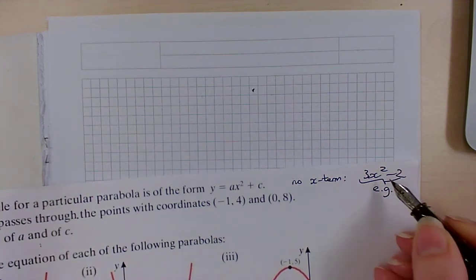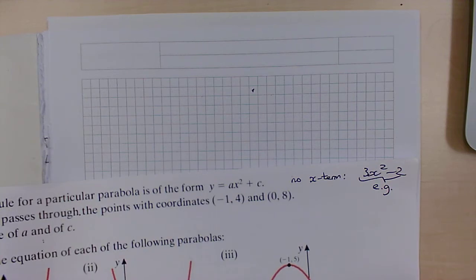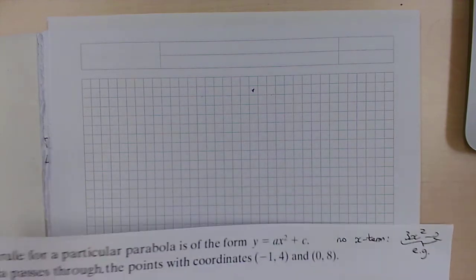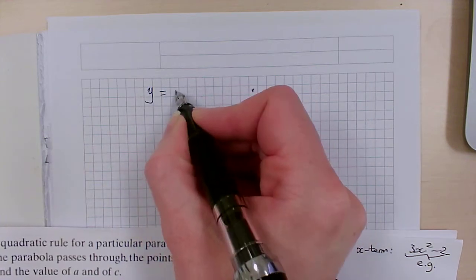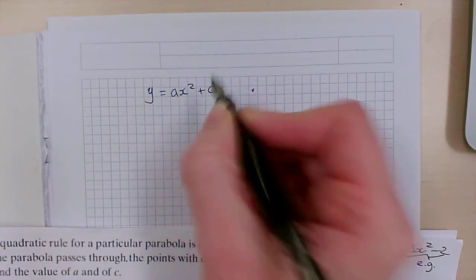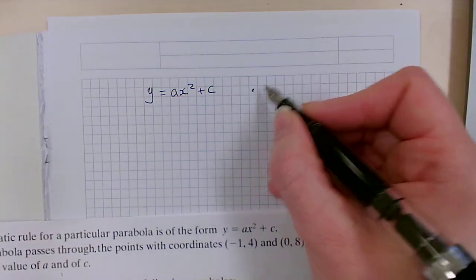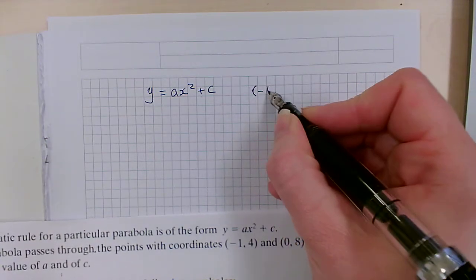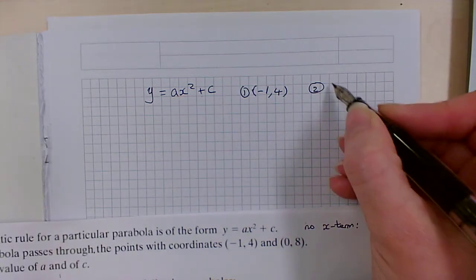And if we found out that it looked like this, then a would be equal to 3 and c would be equal to -2. So we need to answer this question, and we start by writing down our formula, y equals ax squared plus c. And they told us two other things, that it passes through 2 points, -1, 4 and 0, 8.